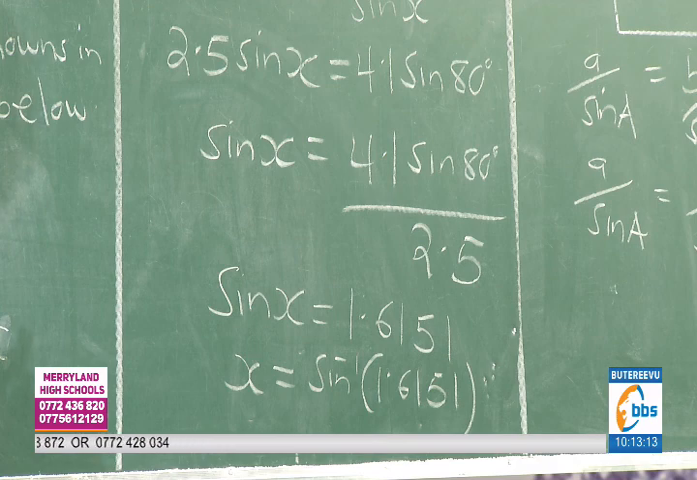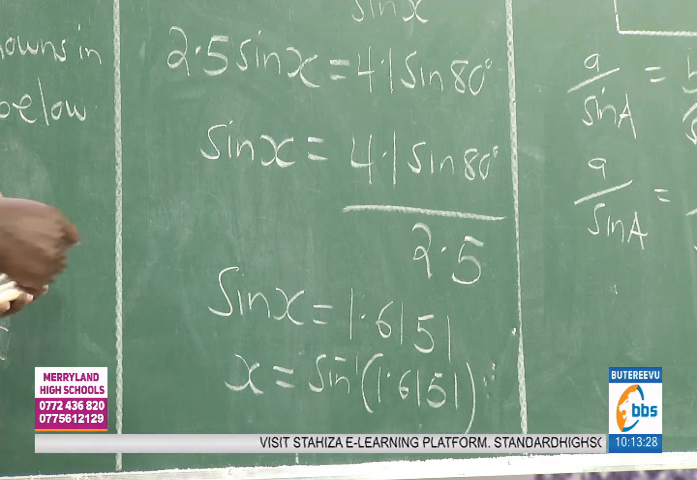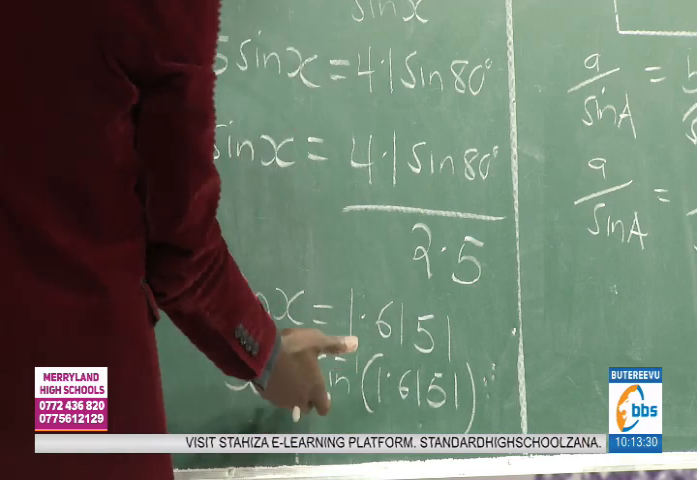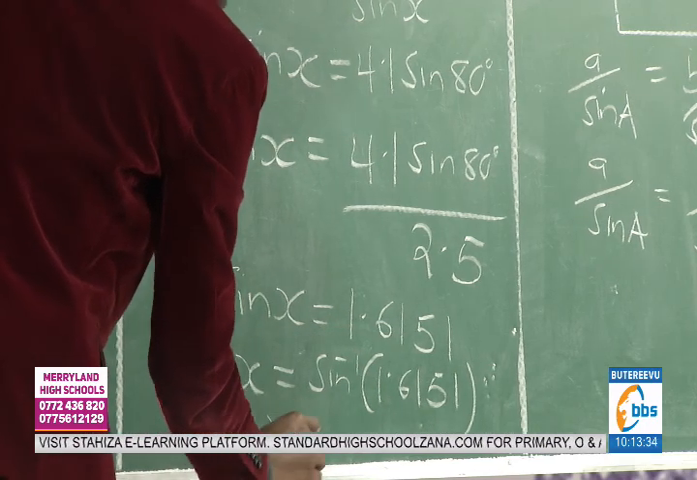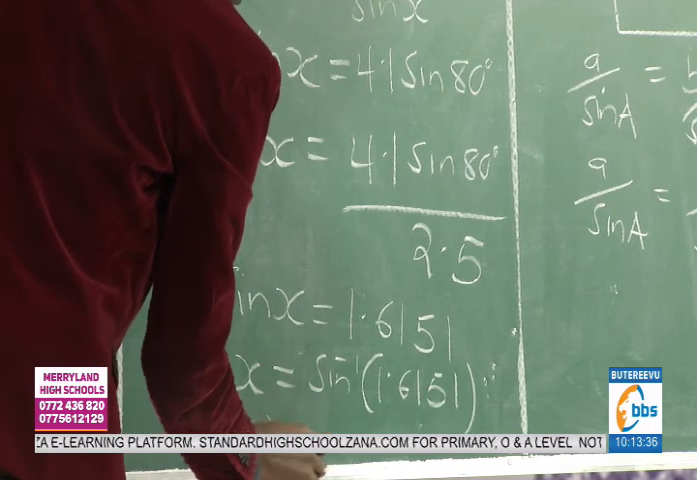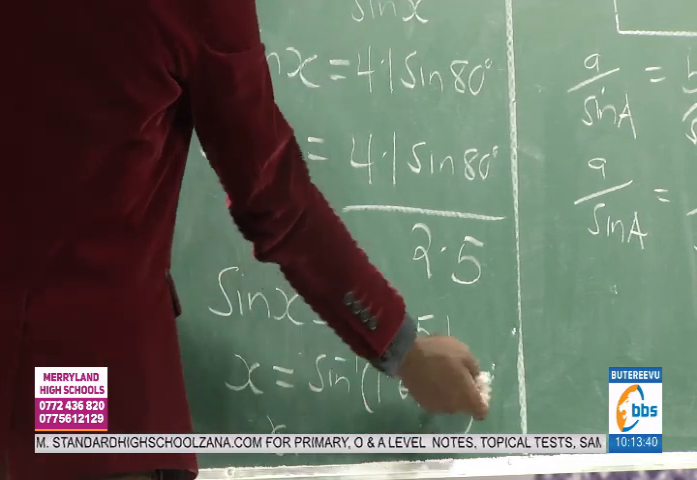Since we had 4.1, then sine 80, divided by 2.5, you are saying that you get the sine inverse of this one. This is how you're going to get the angle. If you get the sine inverse of this, it will give us the value of x. We are still going to work out many other numbers. Now, x will be a sine inverse, so this will be the angle.